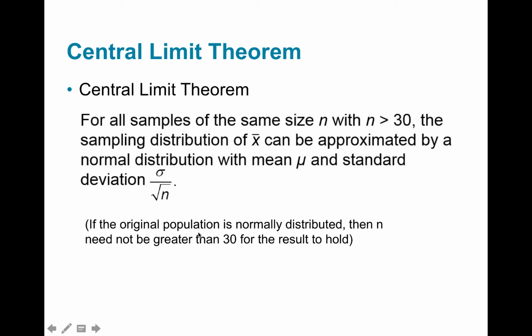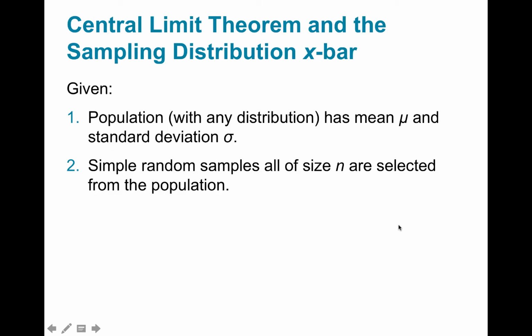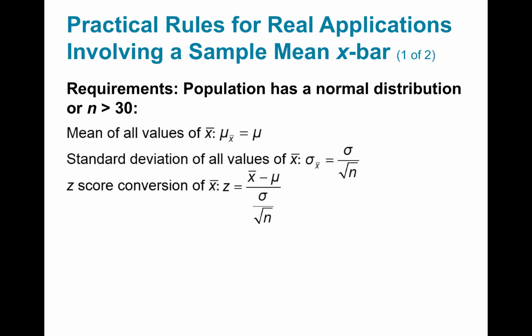And we know that if the original population is normally distributed, then we don't need n to be bigger than 30. Okay, so the setup is that your original population has some mean and standard deviation, and it could be any distribution, not normal. Could be anything. And then we're imagining taking random samples of size n. So the two things you need to check are whether your population has a normal distribution, or if not, then you'd like the sample size to be bigger than 30.